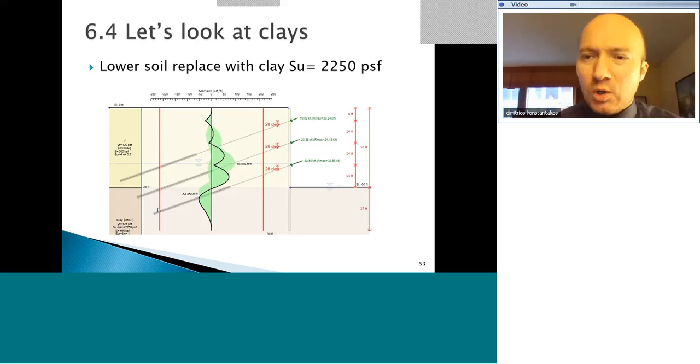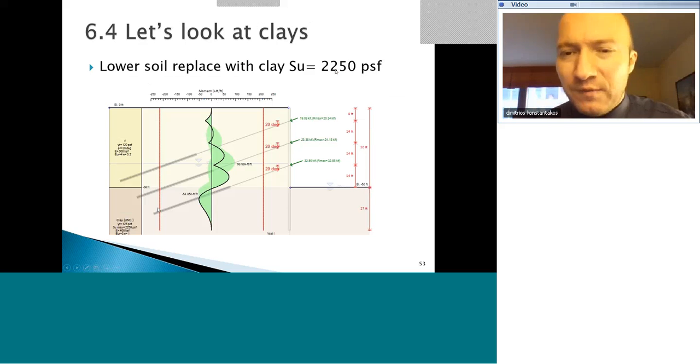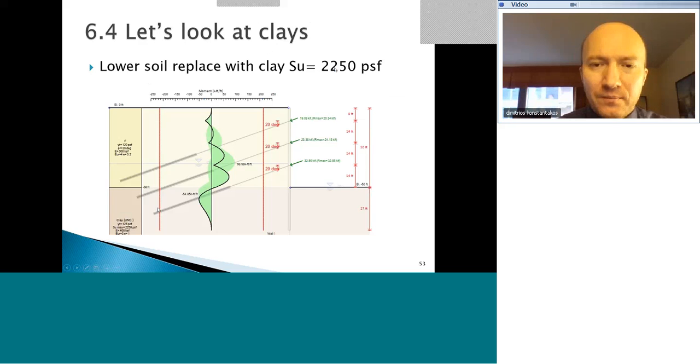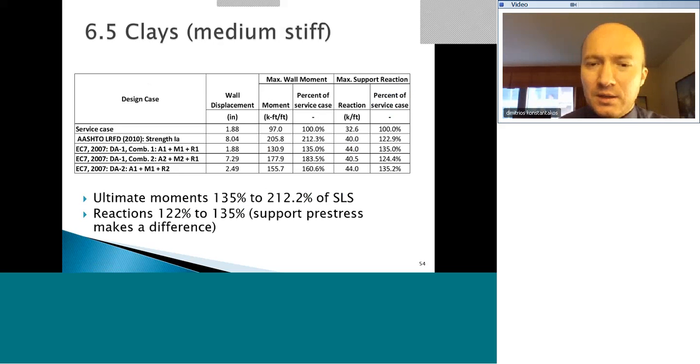And the reactions, again, displayed a much smaller variation compared to the moments on the wall. Now we also look at clays. So we have a clay, we've replaced the lower layer with a clay which has an undrained shear strength of 2,050 psf. That's like a medium stiff clay. Again, around the same comparison, very large displacements in some of the combinations, like 8 inches. And of course, the bending moments going from 135 to 212% of our service case.